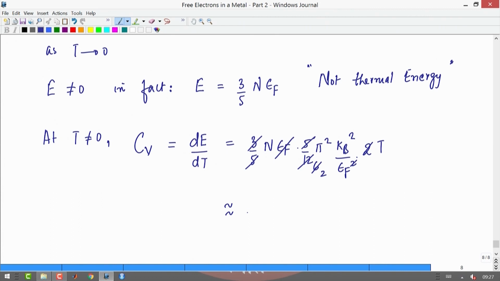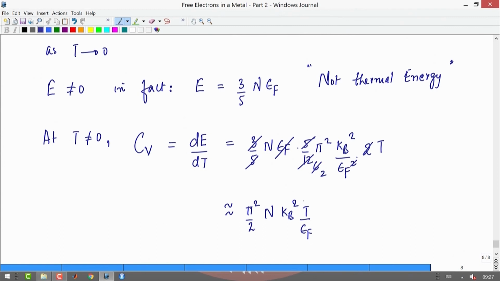pi square by 2 into n times kB square T over EF. Okay. It should have the units of n times kB, heat capacity is in natural units, okay, because kT is the energy scale.